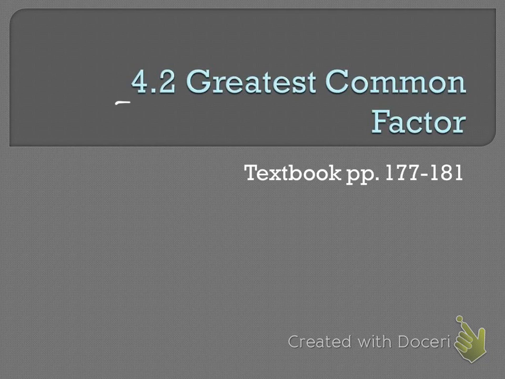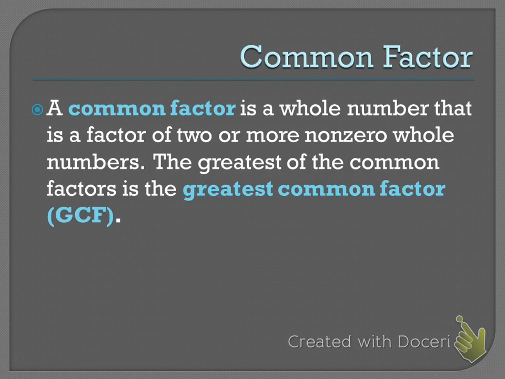All right, today we're learning section 4.2, greatest common factor. We should be in our books on page 177. We find greatest common factor using two methods: listing factors and prime factorization. With prime factorization, common factors are important. A common factor is a factor that both numbers share, and we use that to group our common factors and find our GCF. So common factors are important.